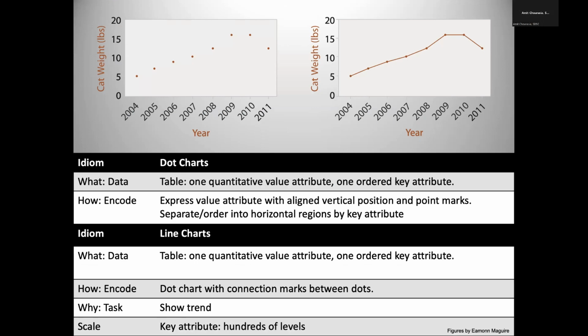Here we have an example again of the weight of a cat over time, and so you have two quantitative, or ordered, attributes. One is the weight, and the other one is the time. And you can represent that with a dot chart by simply putting a dot for each value across horizontal and vertical position. But we can also connect them with a line and it becomes a line chart and shows the same information. And if you're looking at the scale for the line chart or the dot chart, we are looking at hundreds of points essentially. And both of them can show us the trend. So that's the task which is suitable for this sort of idiom.